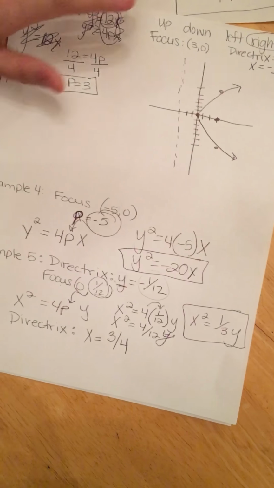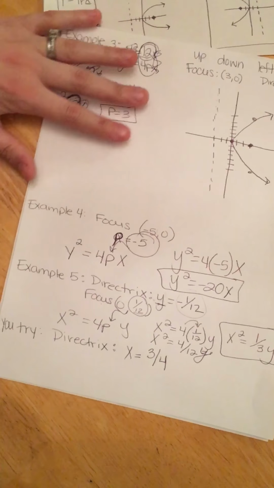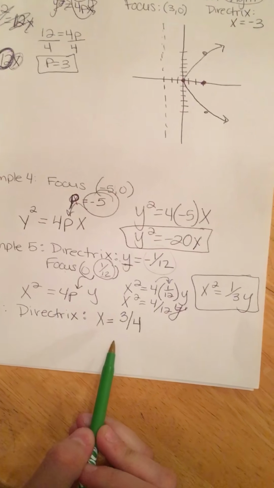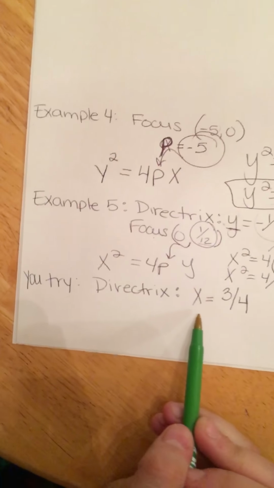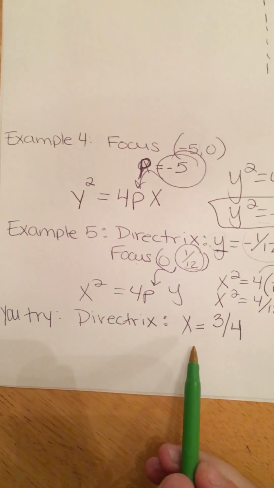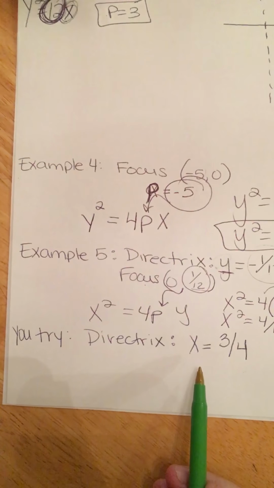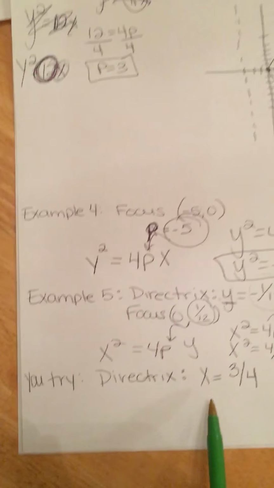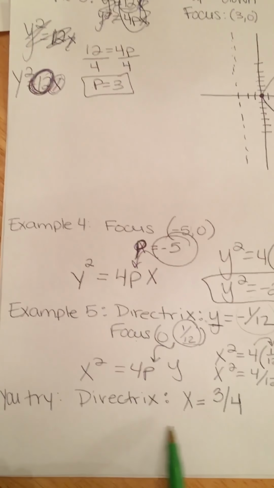Okay, so I'm gonna awkwardly keep the video running for like 20 seconds. This last one is not on your paper, but I would like you to add it to your paper. So the directrix is x equals 3/4. And I'm gonna give you about 20 to 30 seconds. Again, I won't stop the video. We're just gonna sit here in silence. And I want you to just try it.